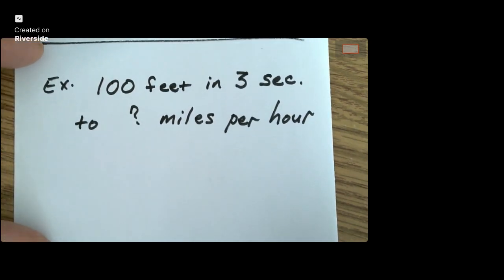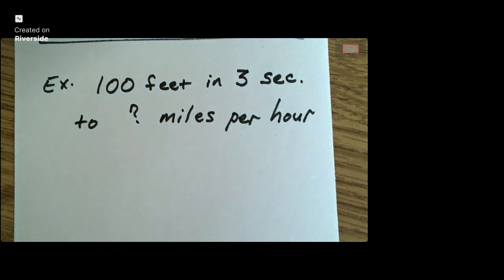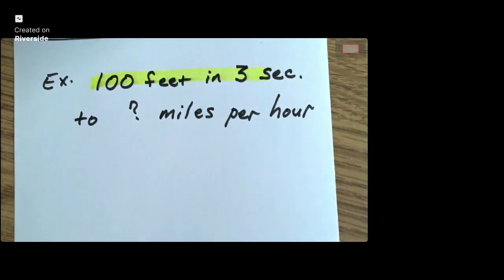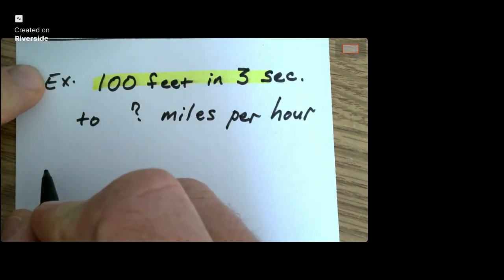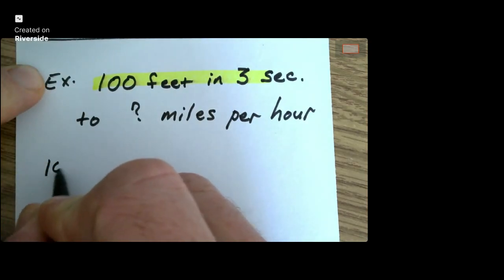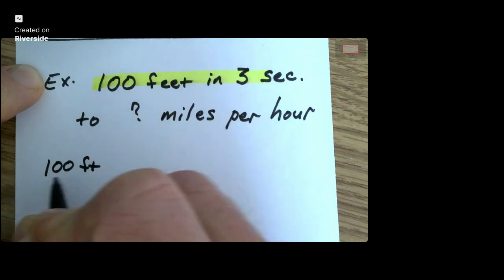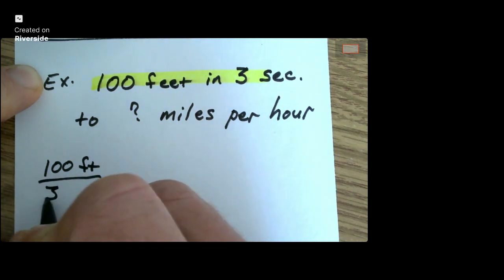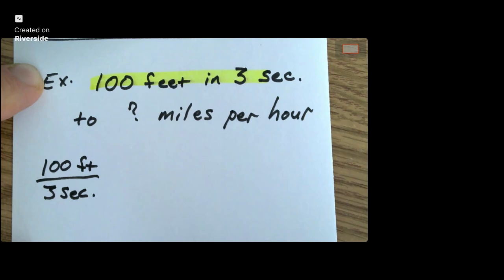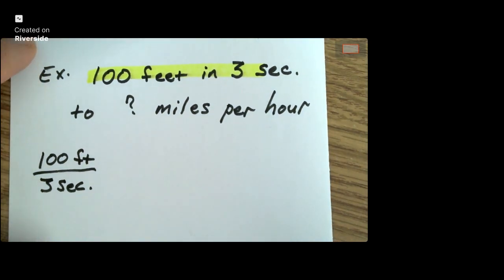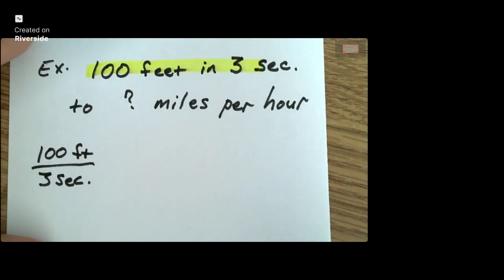My rule of thumb is anytime you're converting anything, whether it be a rate or a single unit, take what you're given and write it down and make a fraction out of it. So here is what we were given. Let's write that down and make it into a nice fraction with a numerator and denominator. So 100 feet in 3 seconds. Let's turn that into the rate 100 feet per 3 seconds. So we took what we were given, we wrote it down, we made a fraction out of it. Anytime we're converting anything, that's what we're going to do.